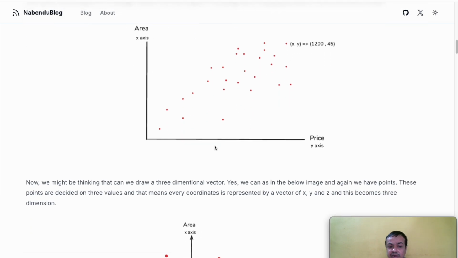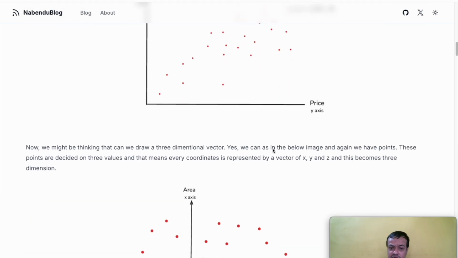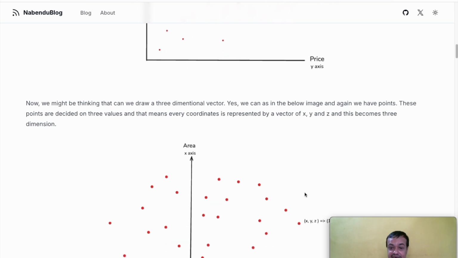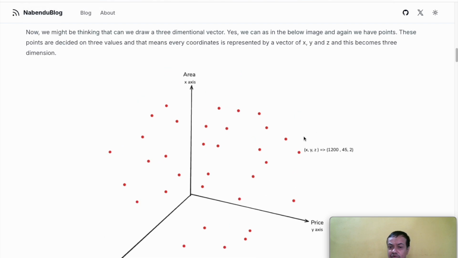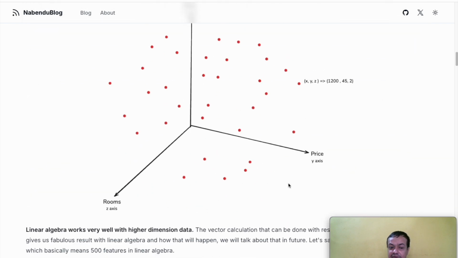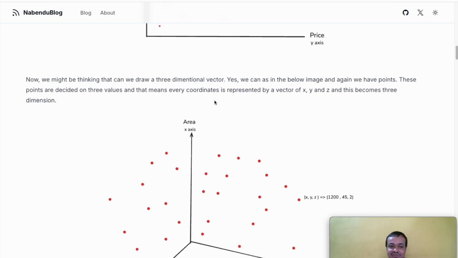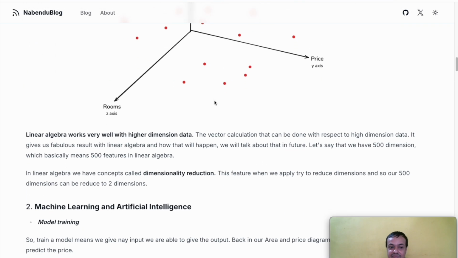Now we might be thinking that we can draw a three-dimensional vector also. Yes, we can, with x, y, and z axis, or zed axis as it is known outside the US. I will say z only because we call it z. Like in that x, y, and z axis, we have this 1200, 45 and 2, representing the area, price, and the rooms. As human beings, we can see only three dimensions. We cannot see the fourth dimension.